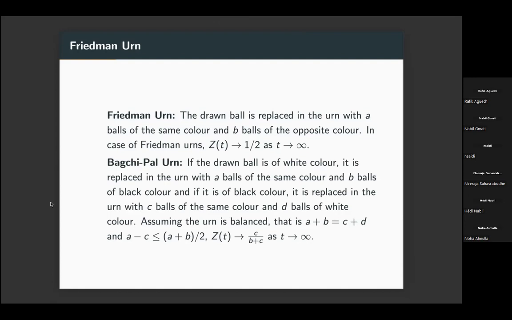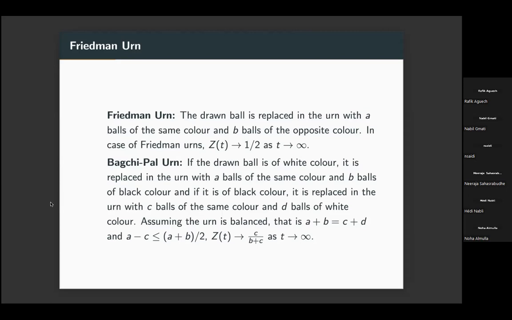Okay, thank you. So a very simple generalization of this is the Bagchi-Pal urn, where when you are drawing a white ball, you add A many white balls and B many black balls. And if you draw a black ball, then you add C many black balls and D many white balls. In that case also, the limiting fraction is deterministic. So it converges to C over B plus C in this case, and so on.